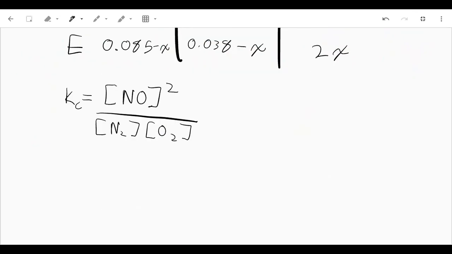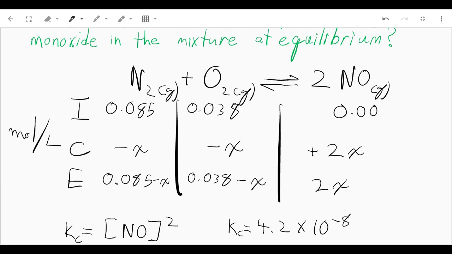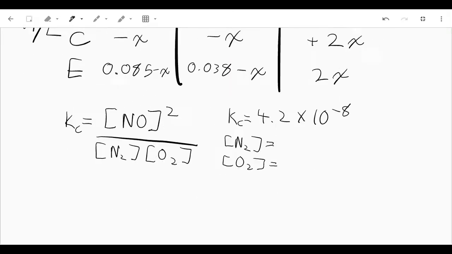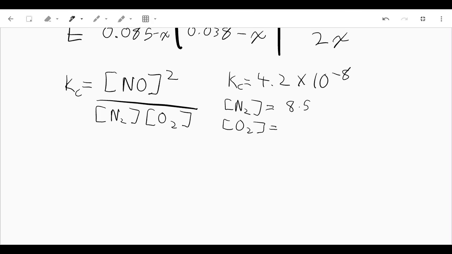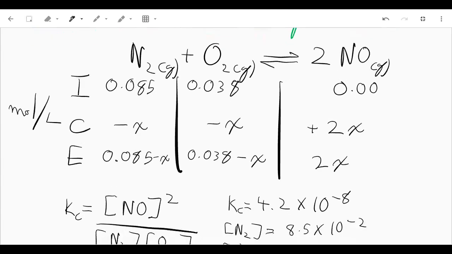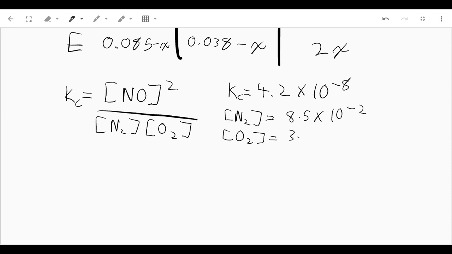Now what we notice about this is that 4.2 times 10 to the negative 8 is a very small number. Our concentrations initially for nitrogen and oxygen are much larger. Question is, are they larger than 1,000 times? Pretty easy to see if you put it into scientific notation. The nitrogen is 8.5 times 10 to the negative 2. The oxygen is 3.8 times 10 to the negative 2.